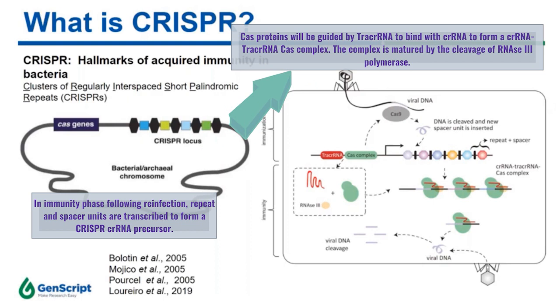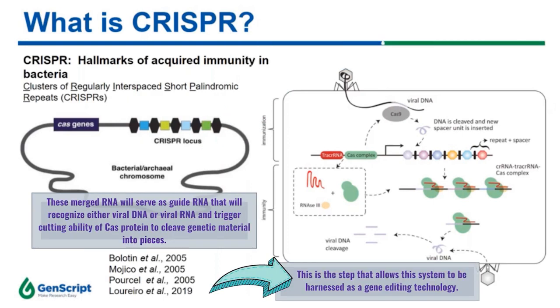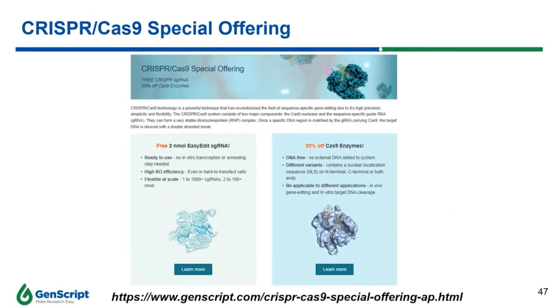And then this matured crRNA will serve as a guide RNA that will recognize either the viral DNA or sometimes the viral RNA, and then trigger the cutting ability of the Cas protein to cleave the genetic materials into pieces. So this really is the step where this system could be harnessed as a gene editing technology.